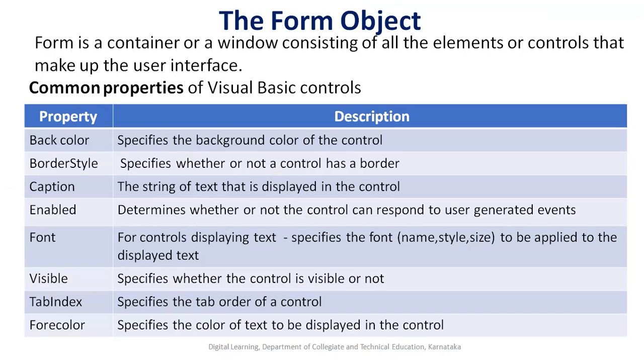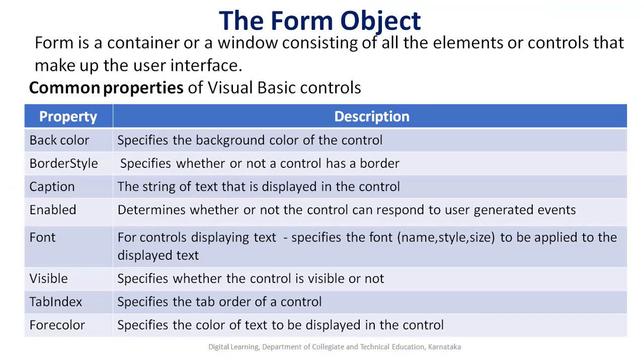The form object. So form is a container or a window consisting of all the elements or the controls that make up the user interface. Now, some of the common properties of Visual Basic controls are back color. It specifies the background color of the control. Border style. It specifies whether or not a control has a border. The caption, the string of text that is displayed in the control.